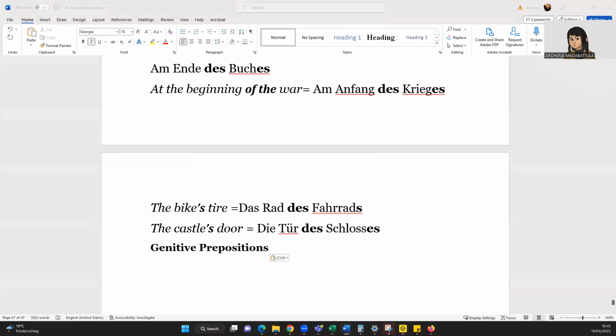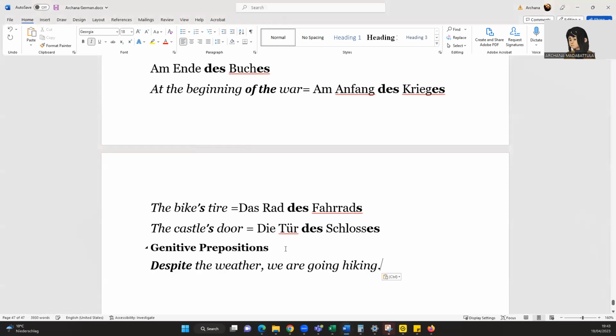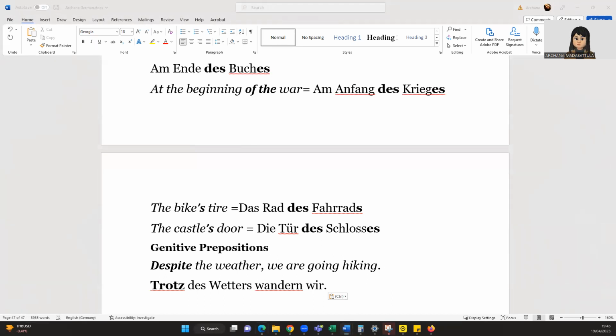Despite the weather, we are going hiking. Despite means we use the word trotz. Trotz des Wetters wandern wir. It's very easy. Actually, in English we say a lot, big statements, but in German it is very short. Despite the weather, we are going hiking, such a big statement in English. Okay, next.